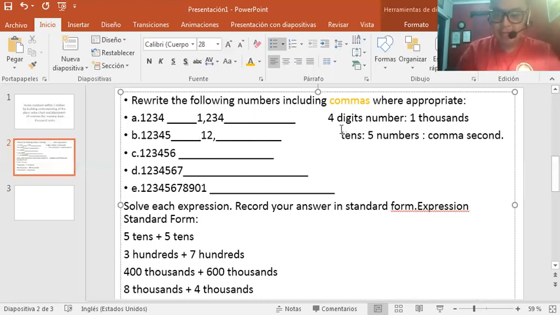Never forget this. Comma, what else? 345. Here we have 12,345. So that comma makes sense, the number is 12, okay? Don't forget this.